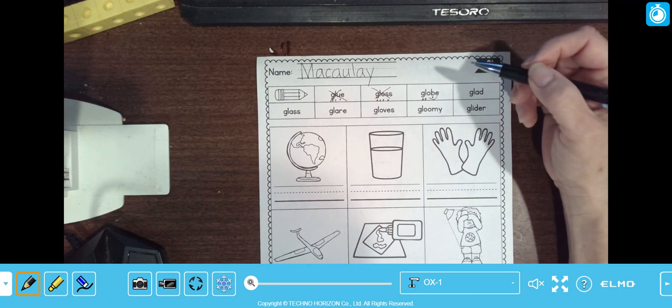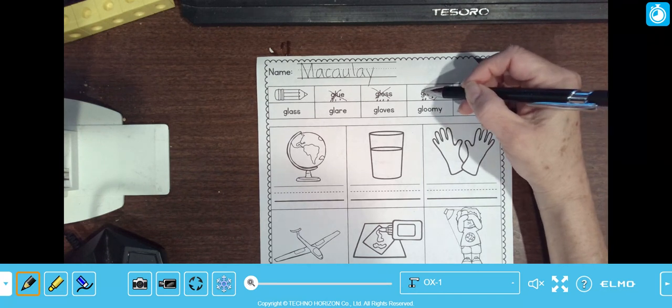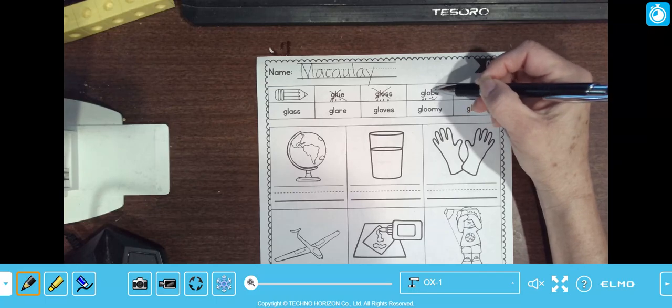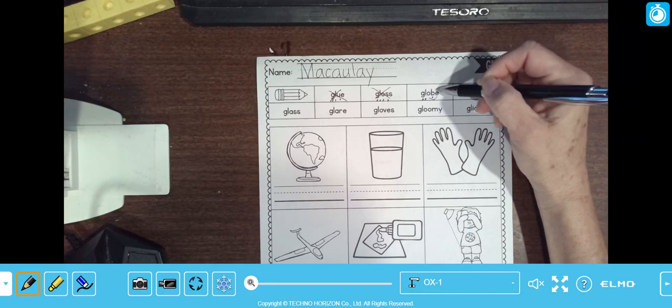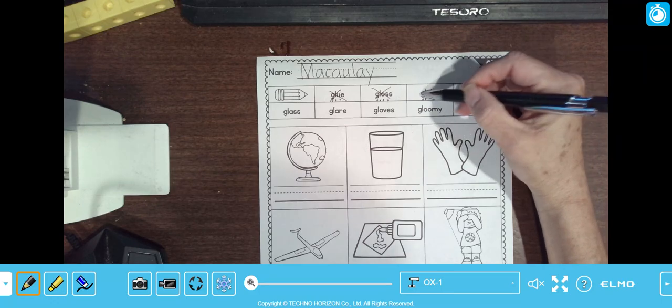So let's read this word. Here we go. Starting with the G. G. L. O. B. Remember, the E at the end is silent. So what's this word?